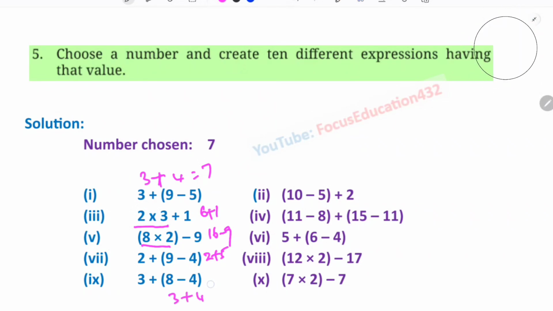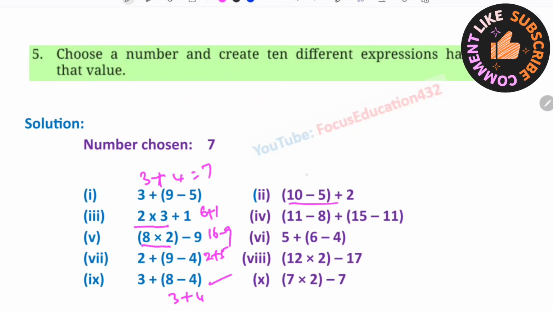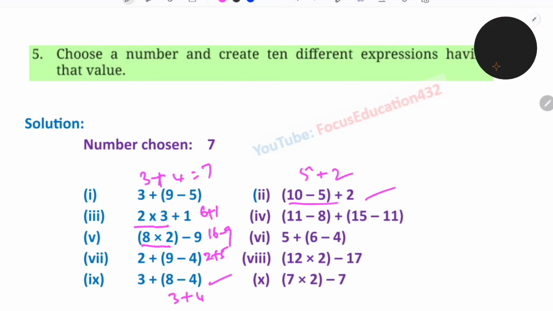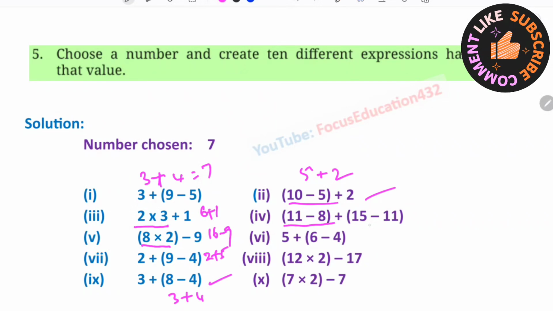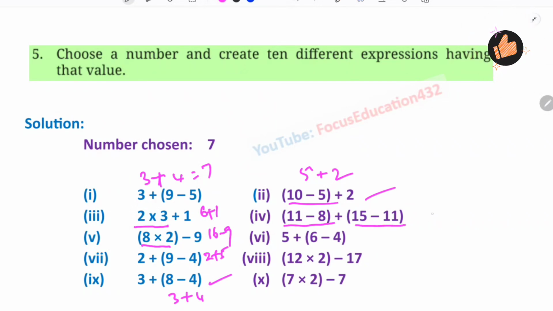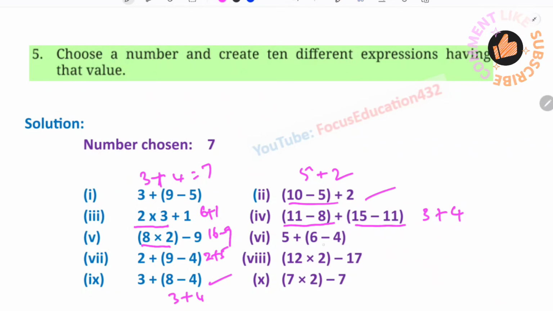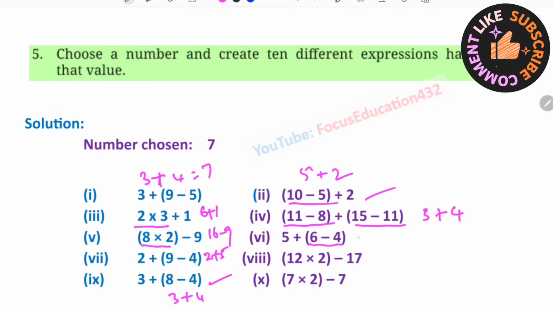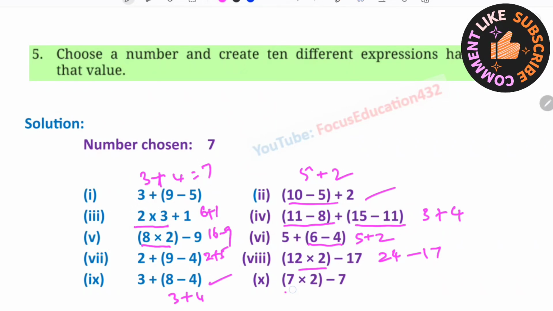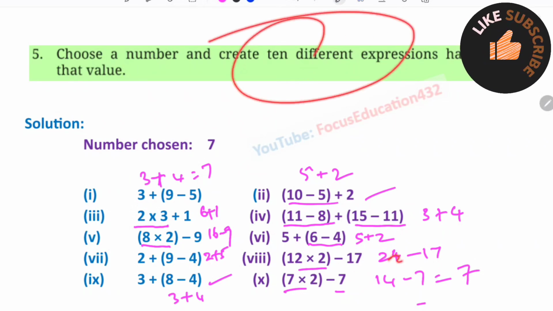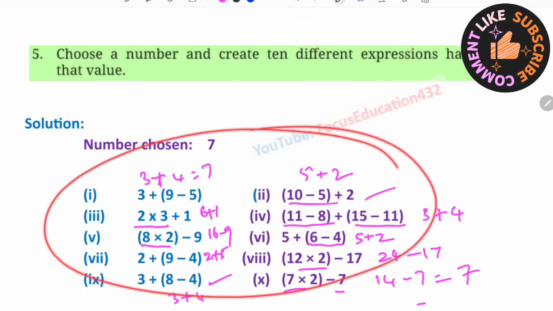3 plus 4. This is also 7. 10 minus 5 is 5 plus 2. This is also 7. 11 minus 8. 15 minus 11 minus 8 is how much? This is equal to 3 plus 4. 15 minus 11 is 4. 7. 6 minus 4 means 2. So this is equal to 5 plus 2. This is also 7. 12 into 2. 24 minus 17. Also 7. 14 minus 7 is also 7. So this asked us 10 expressions and we have done how many? All 10 we have done.